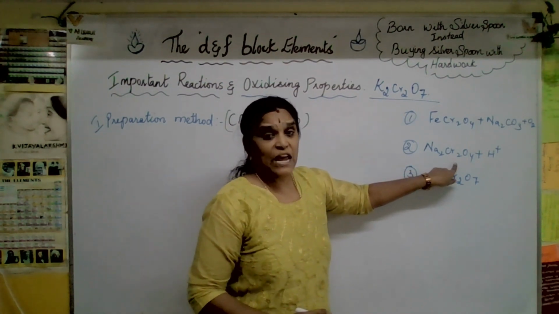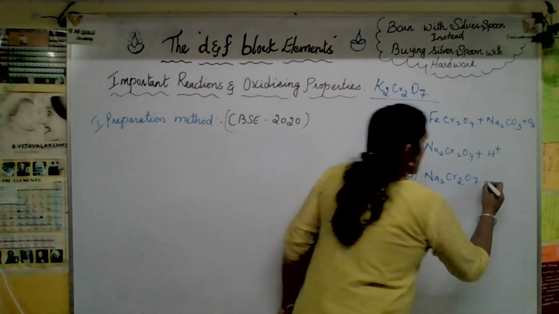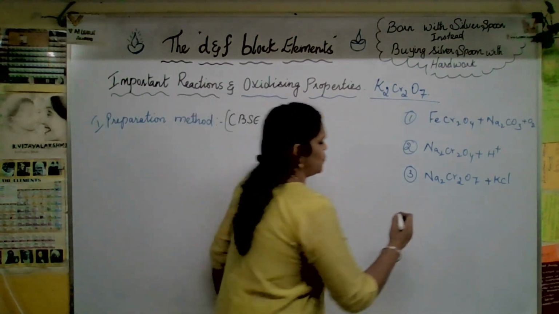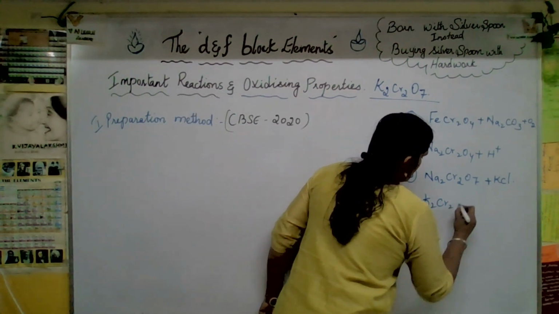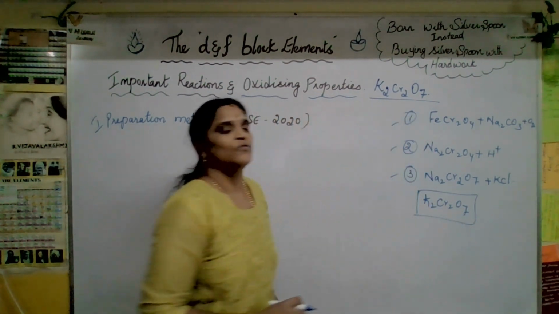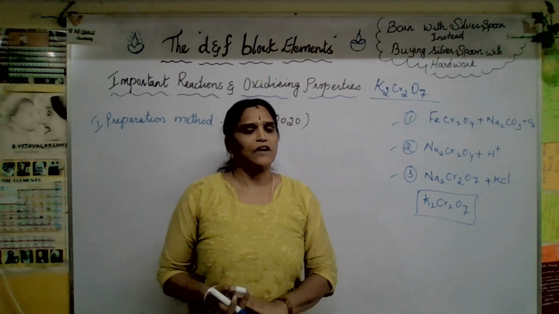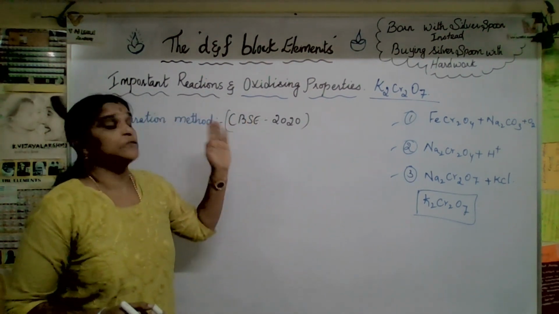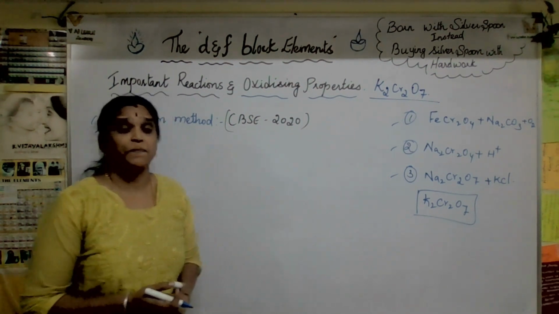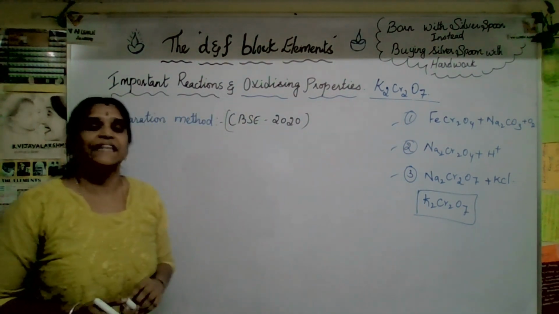Sodium chromate is yellowish in color. Sodium dichromate is orange in color. Again it will react with KCl. So if it reacts with KCl, we get K2Cr2O7. Yes, we got it. So these are the three steps we have to follow. Those three steps give three marks. Definitely, how to prepare K2Cr2O7, you may get such questions on the preparation method, or else they may give the equation and you have to complete that equation. In that way, they will ask.